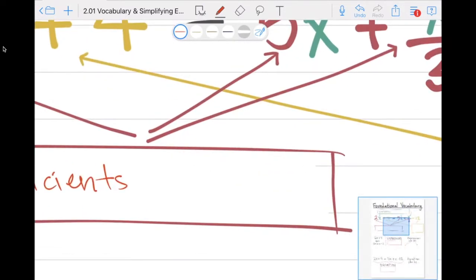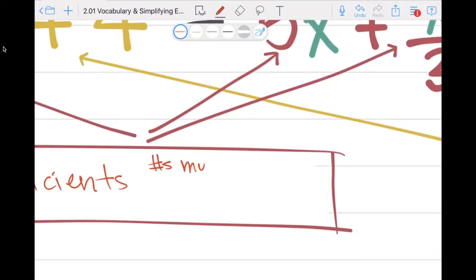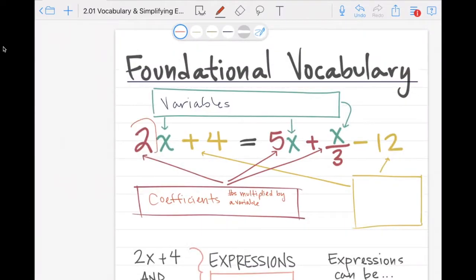And coefficients are numbers multiplied by a variable. So 2 is a coefficient because it's 2 times x, and 5 is a coefficient because it's 5 times x. We don't want to say that the coefficient for that last term right there is 3. We need to figure out what number is being multiplied by the x.